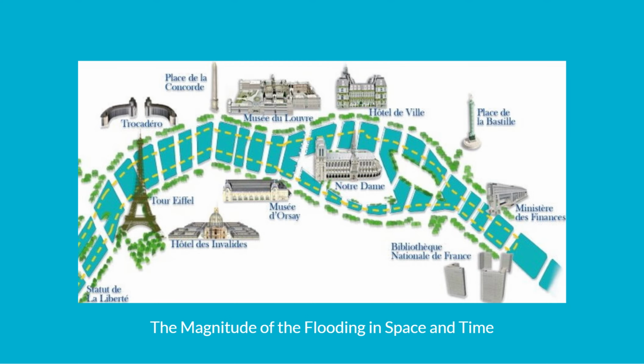Next, we have the magnitude of the flooding in space and time. Here's a picture of the Seine River in Paris with a bunch of the most famous Paris landmarks laid along it. The Seine River in Paris has had a major flood about every century. The first of these major floods occurred in 1658, and since then there have been about three other floods in 1740, 1910, and 2016. There's still minor flooding between these years, but nothing too major.